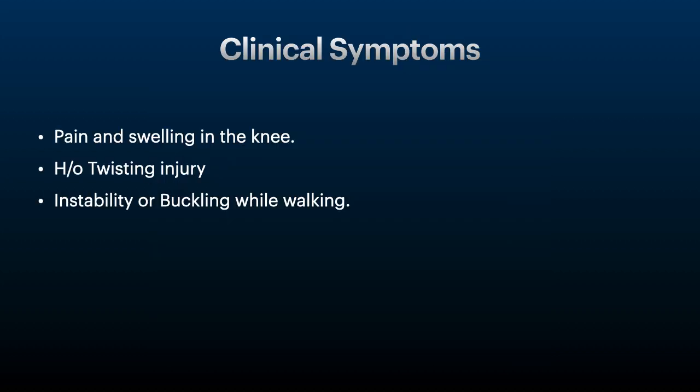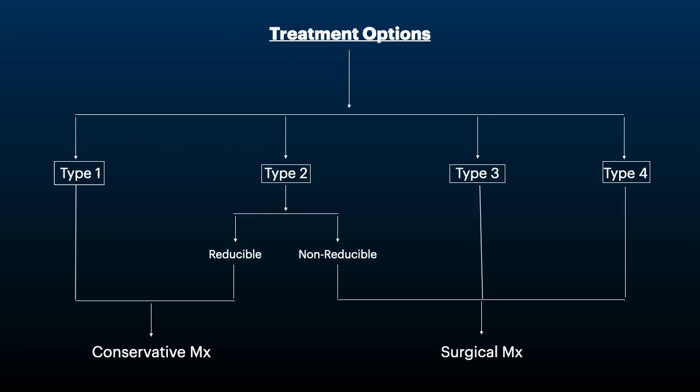ACL avulsion injuries usually present as a painful and swollen knee. They have a history of twisting injuries and can have instability or buckling while walking. So, what are the treatment considerations for an ACL avulsion injury? Type 1 and type 2 reducible ACL avulsion injuries can be treated conservatively, whereas type 2 non-reducible and type 3 and 4 need surgical management.